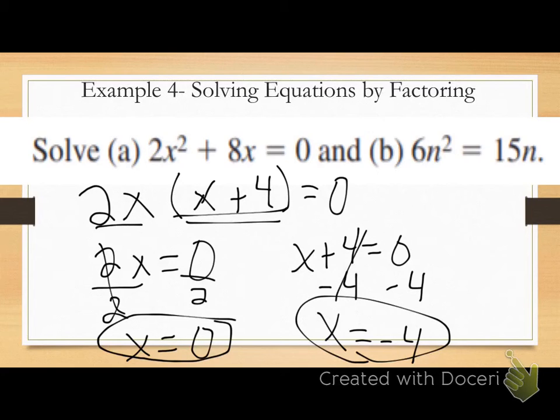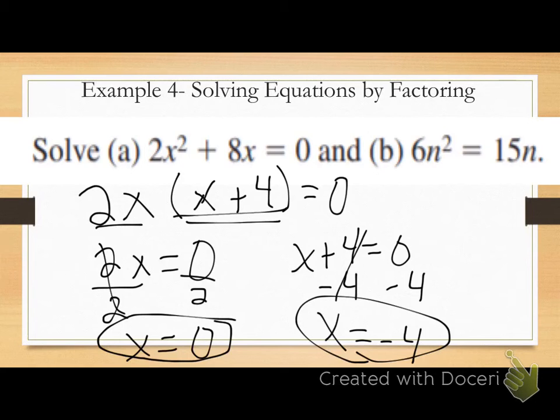Does it say to check my solution? No, so do I need to? No. Can you if you want? Yes. How would I check my solution? Plug in the numbers. Which numbers and where? 0 and where the x's are. Do I have to just pick one of my solutions, or do I have to check both of them if it tells me to? Both, right? One at a time. Don't plug them in at the same time. I'd plug 0 in, and I'd plug negative 4 in.